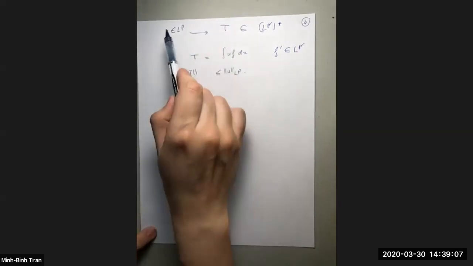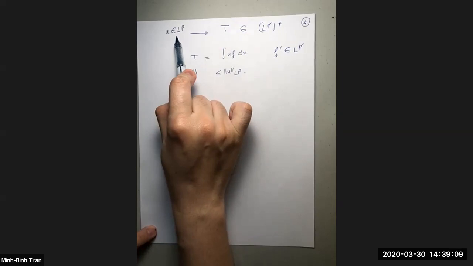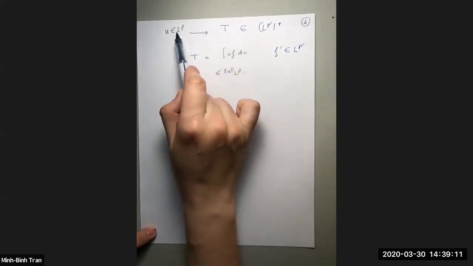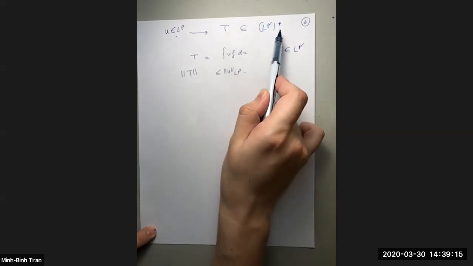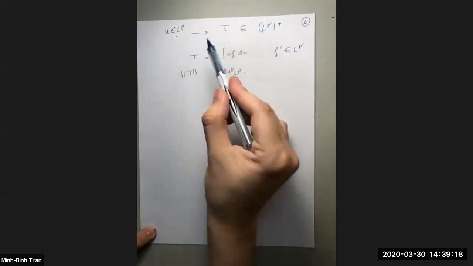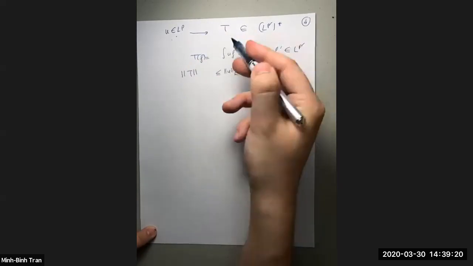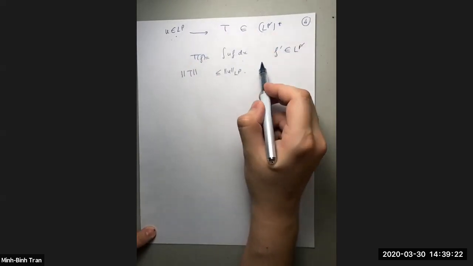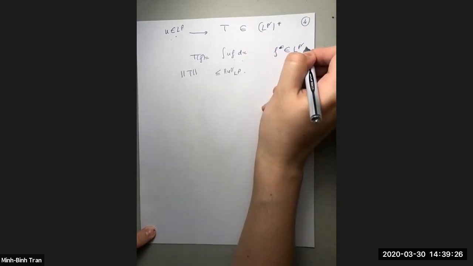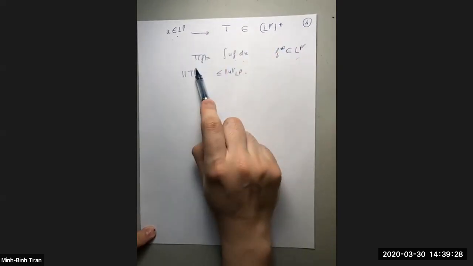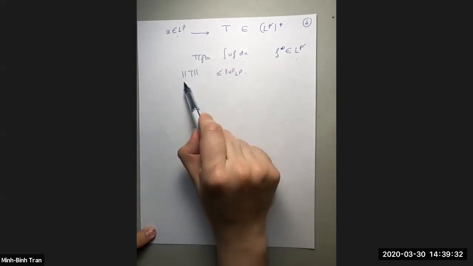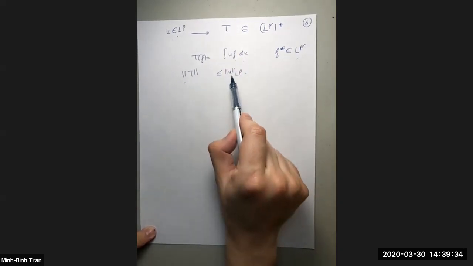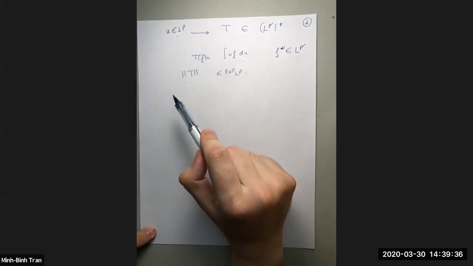To summarize, for each u in L^p, I can associate this u with a linear continuous map in (L^p')*. How do I define it? I define this linear map by multiplying u with f and integrating, for f in L^p'. So this is going to be a mapping which is continuous in f, right? And then the norm of T is going to be smaller than the norm of u in L^p, right?